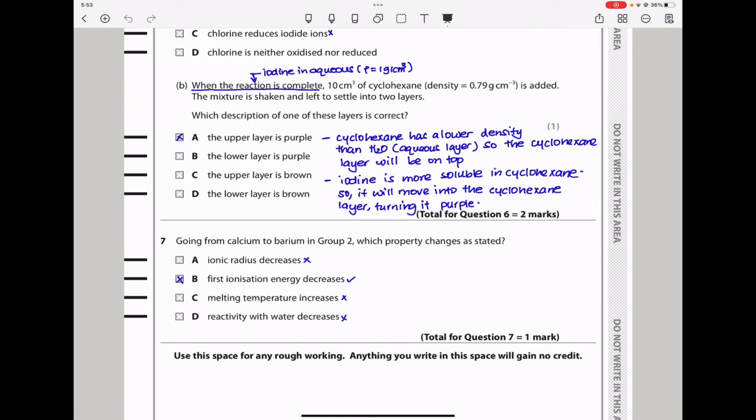Question 7. Going from calcium to barium in group 2, which property changes as stated? Ionic radius decreases.